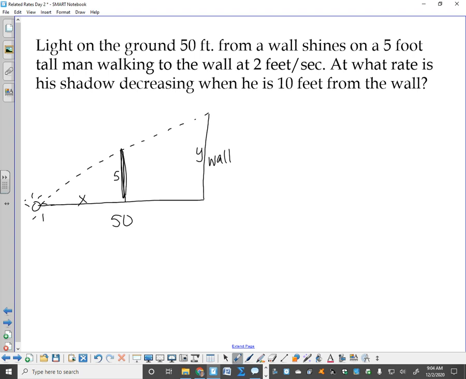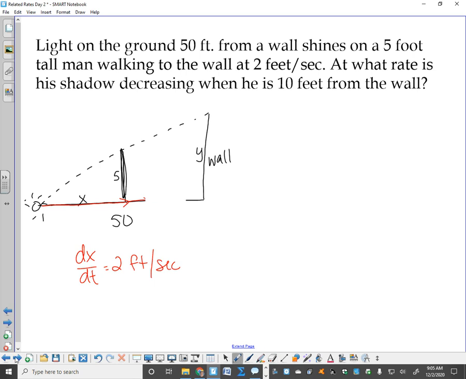It says that the man is walking towards the wall at 2 feet per second. So this distance right here is increasing 2 feet per second. Now, some people will say, well, I want this to be X. Okay, so if that's the case and he's walking towards the wall, then that distance is getting smaller. So that would have to be negative 2 feet per second.